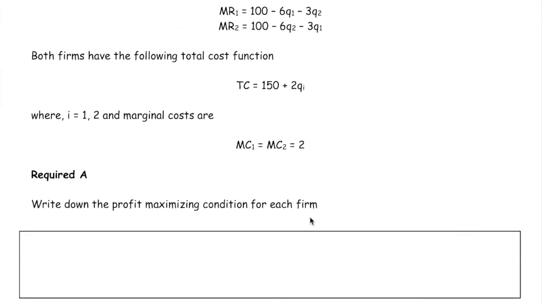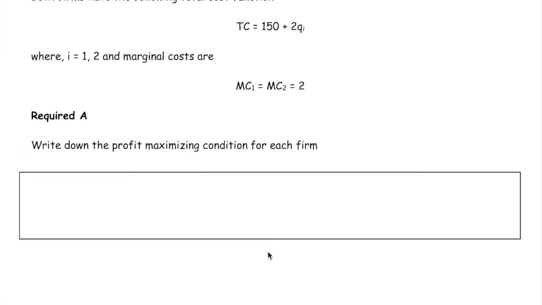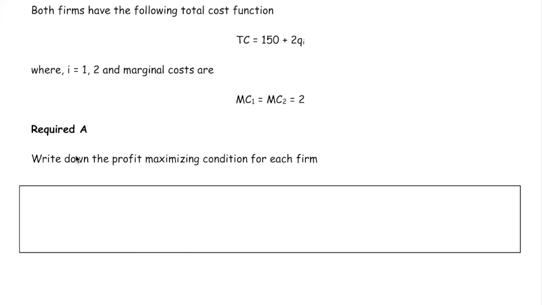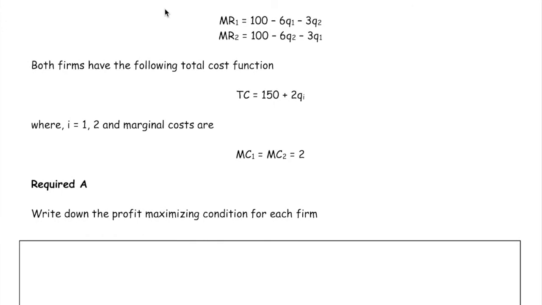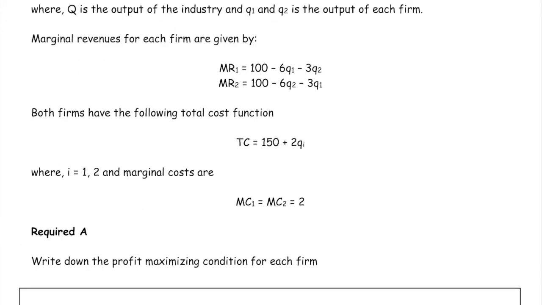So let's have a look at required A. In required A, it says to write down the profit maximizing condition for each firm. The profit maximizing rule is a pretty straightforward concept. The way that firms maximize profits is simply by equating their marginal revenues to their marginal costs. So here we're offered each firm's marginal revenue, and lower down we know what each firm's marginal cost is.